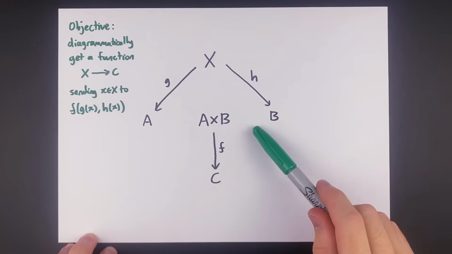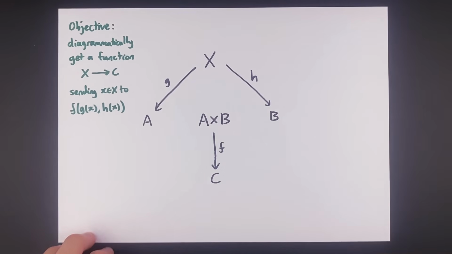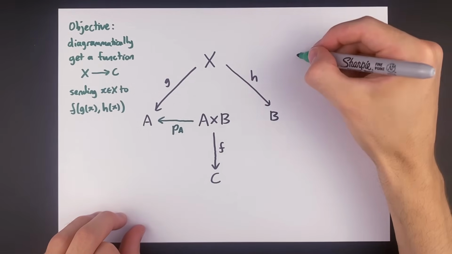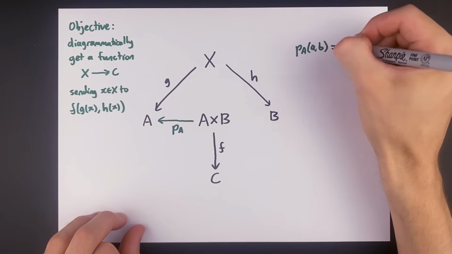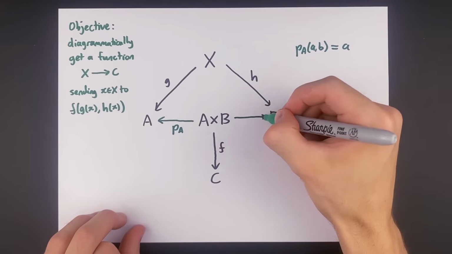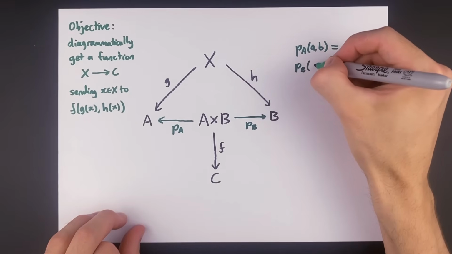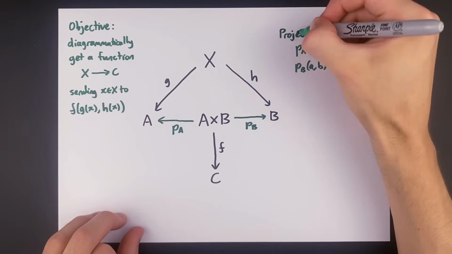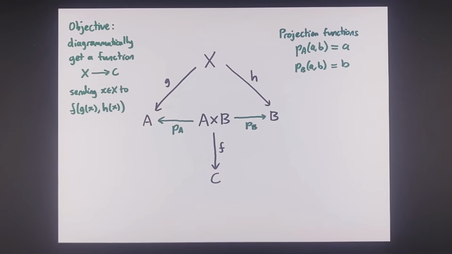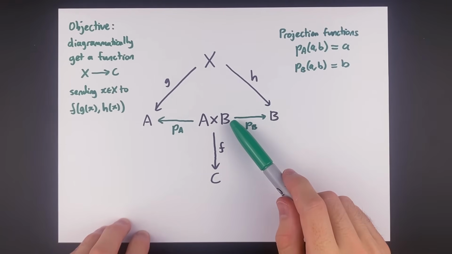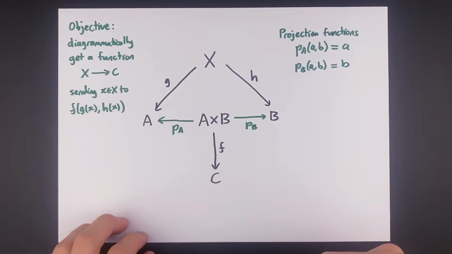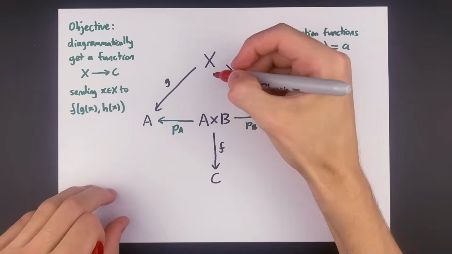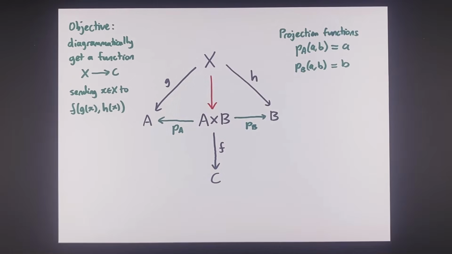Maybe we can get some arrows between A and B and their product, so that we can link everything up. Here's an idea. We have a function going from the product to A, which takes a pair and spits out its first entry. Similarly, we have a function going from the product to B, which takes a pair and spits out its second entry. These are called the projection functions. Okay, that didn't actually help because these arrows are going in the wrong direction, so we still can't compose anything. In order to compose these functions, we would need an arrow directly from X to A cross B.